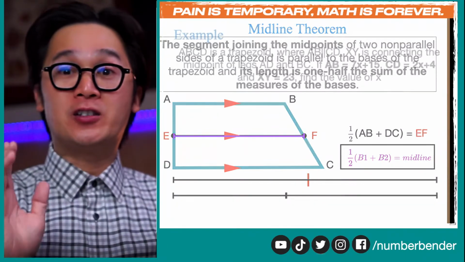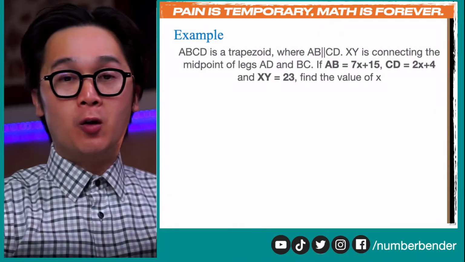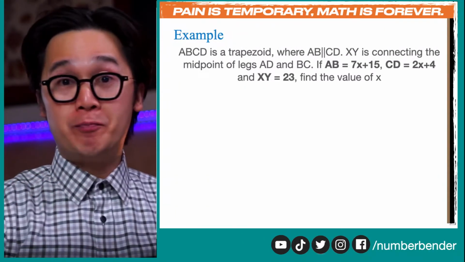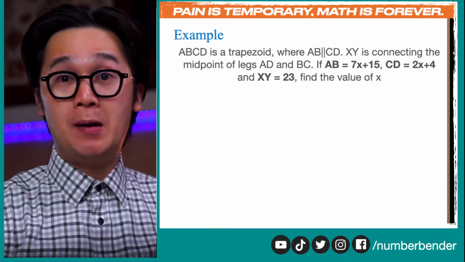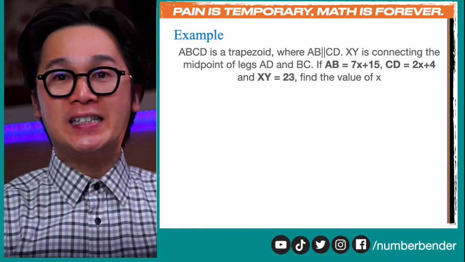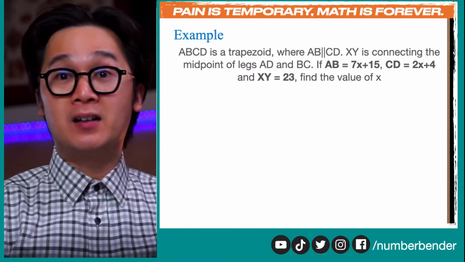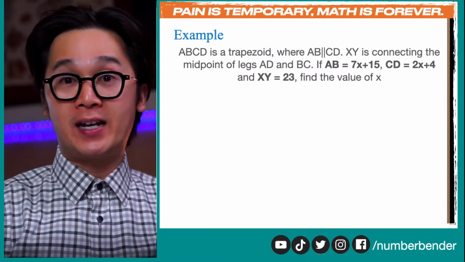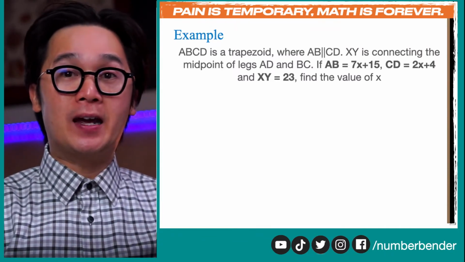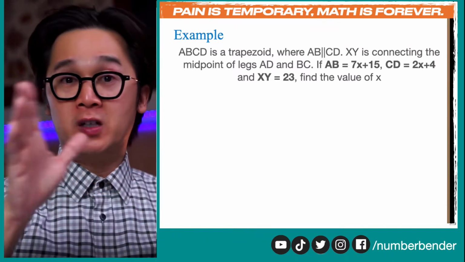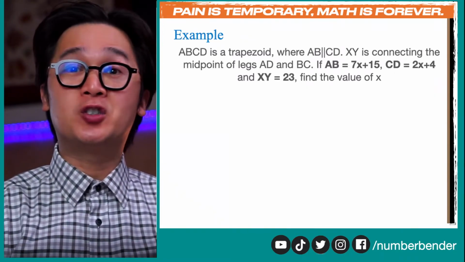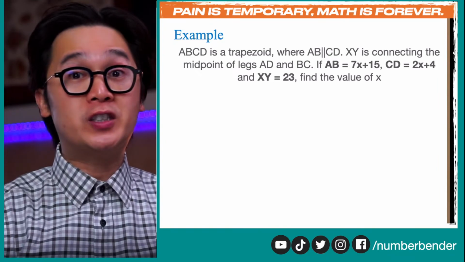So let's use our formula, which we have just seen and derived based on the general form of a trapezoid. So in this case, we have a specific trapezoid ABCD, where AB is parallel to CD and XY is connecting the midpoint of legs AD and BC. Now, there's too many letters, too many symbols that we are seeing on the first part, so let's just draw it so that we'll be able to understand it better.